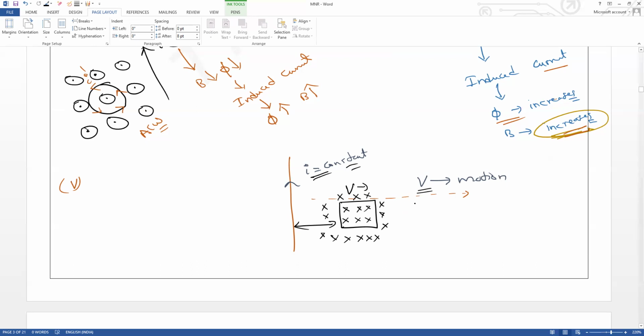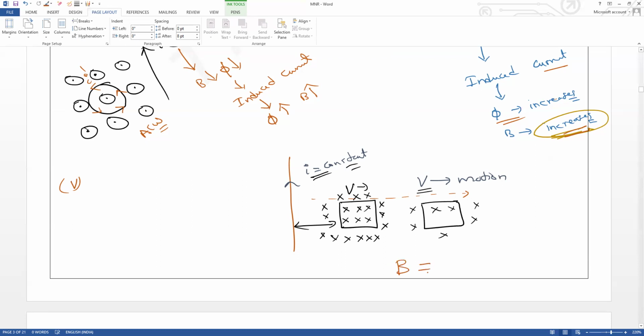Now, the same coil has been moving with velocity V and it has come here. Now you tell me, is the strength of the magnetic field the same, or does it decrease or increase? Decreases. Am I right or wrong? Because when we move far away from the current carrying conductor, the strength decreases. We all know this, we just studied it.